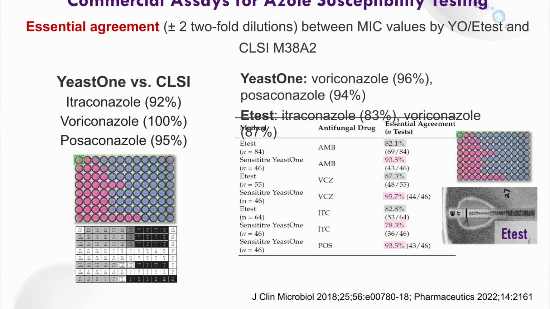YeastOne plates are pre-coated with 9 antifungal agents. Studies demonstrated that there is high essential agreement between azole MIC values using YeastOne and the CLSI method, which is more than 90% for itraconazole, voriconazole, and posaconazole. For the E-test method, the essential agreement of MIC values compared with the CLSI method was 83% for itraconazole and 87% for voriconazole. As mentioned earlier, the E-test method is marginally supported by the ECMM guideline for azole-resistance testing in various Aspergillus species.